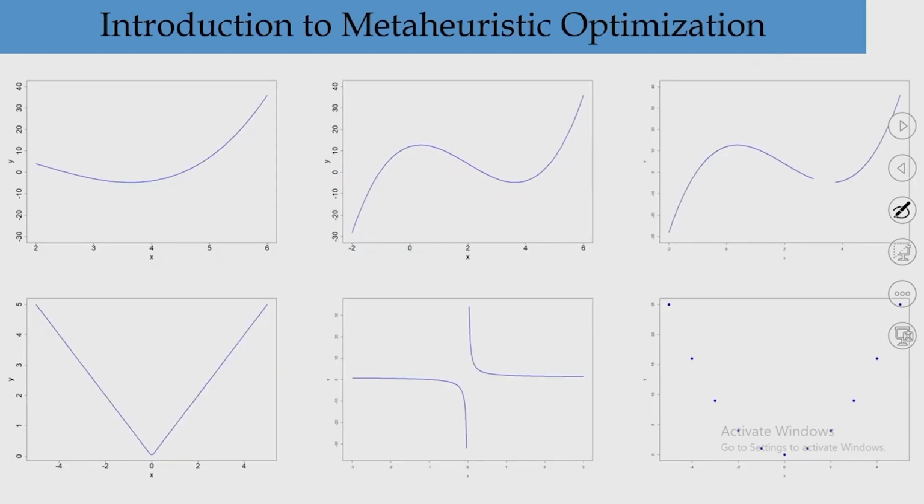Now, I have shown you some functions here. The first function is a convex function, is not it? So, I can apply the classical optimization technique and obtain the global as well as local optimal solution of this problem. This is a local optimal solution as well as the global optimal solution of the problem, because this is a convex function.